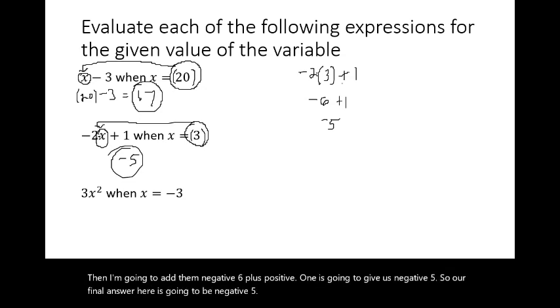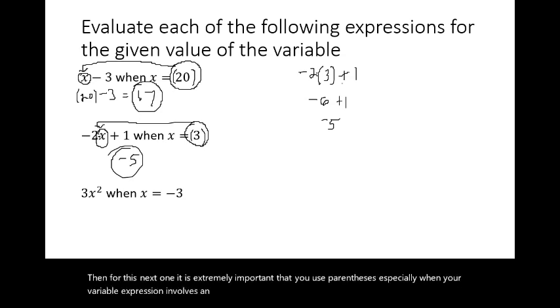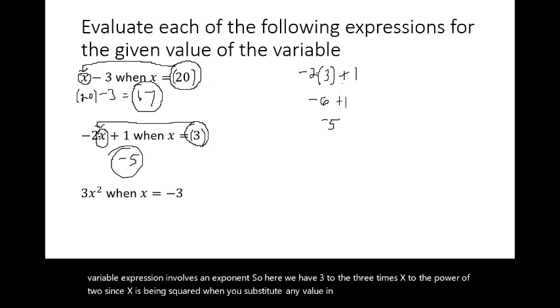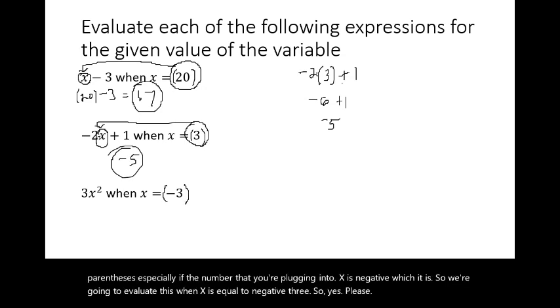Then for this next one, it is extremely important that you use parentheses, especially when your variable expression involves an exponent. So here we have 3 times x to the power of 2. Since x is being squared, when you substitute any value in for x, you have to use parentheses, especially if the number that you're plugging into x is negative, which it is. So we're going to evaluate this when x is equal to negative 3. So yes, please, you must use parentheses here.